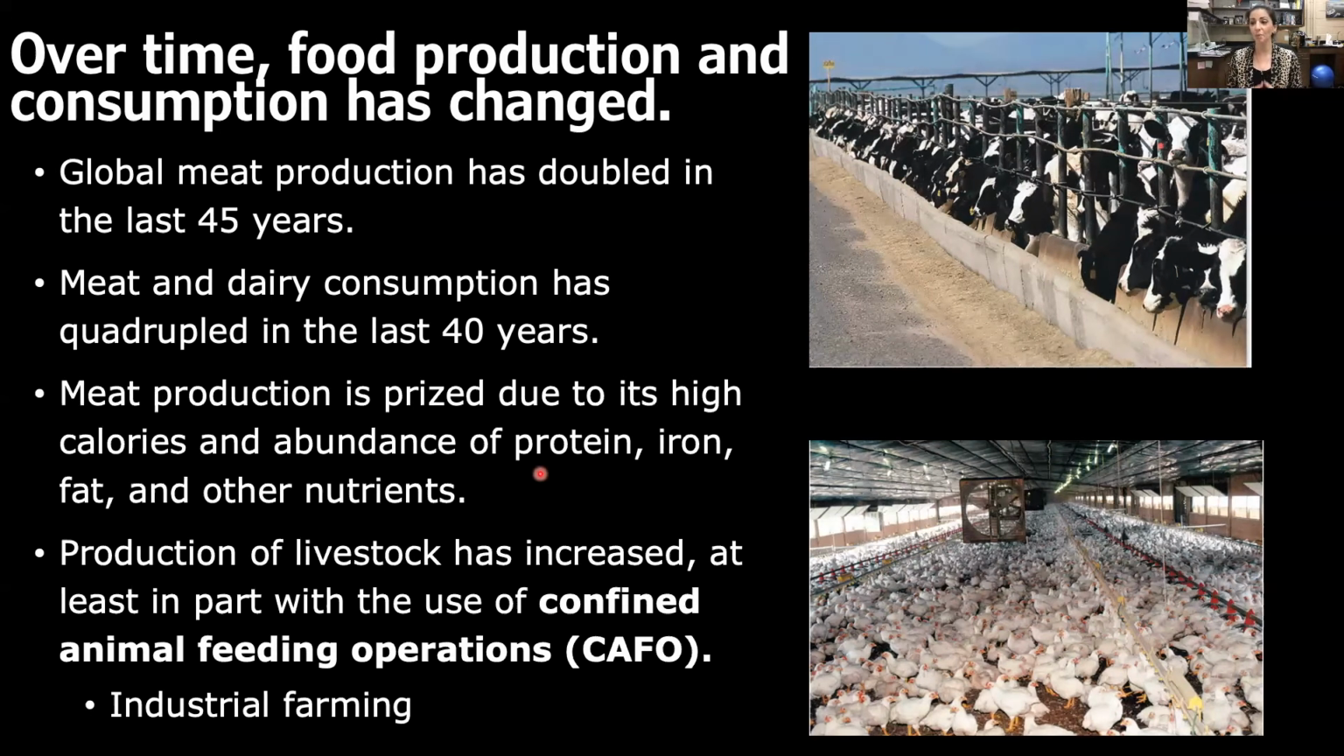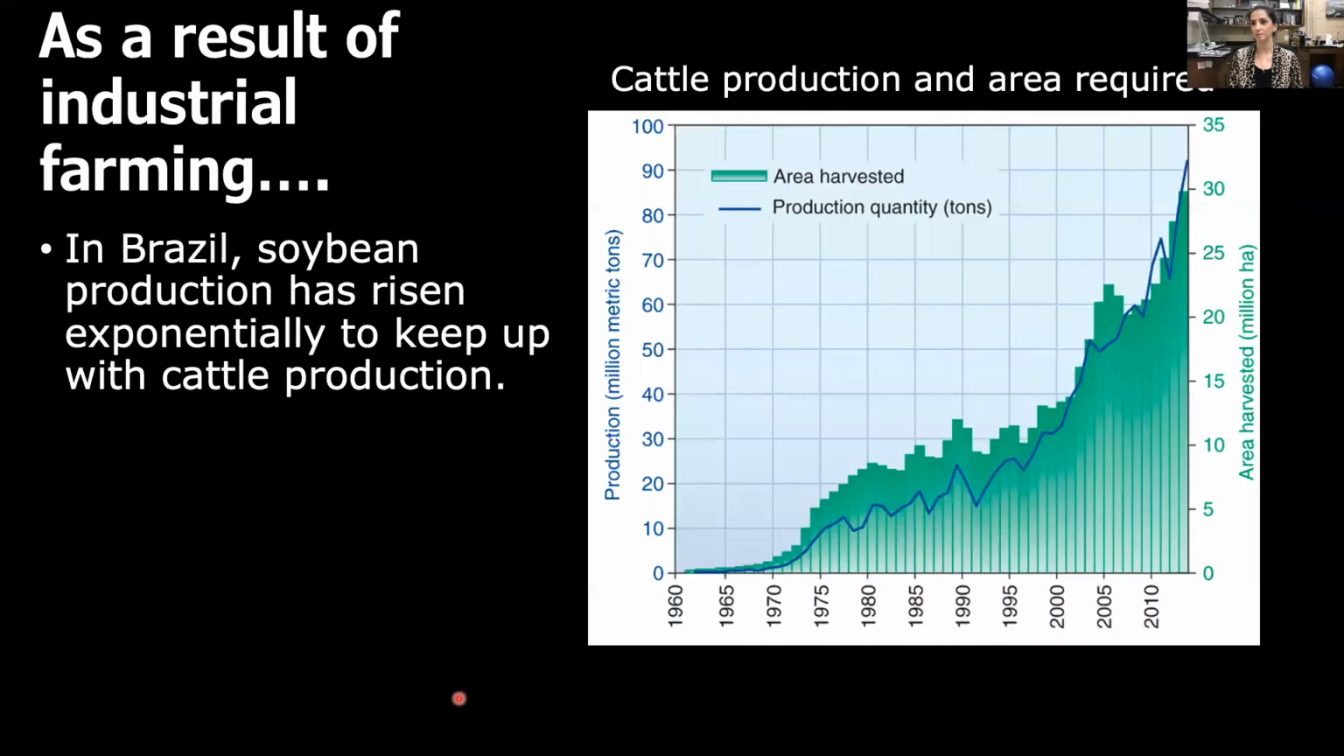In addition to that, though, the production of livestock has increased. This is due in part to the wide use of confined animal feeding operations, or CAFO. Another term for this is industrialized farming, where instead of having chickens just roaming around free range, they're packed inside facilities that look much like this, not really giving them a lot of space to live out their life. But really, that's not the point, right? We're trying to industrialize the farming process to increase the production of meat in this case.